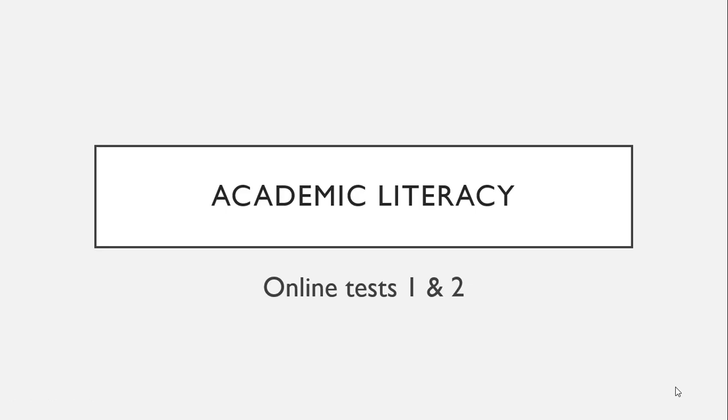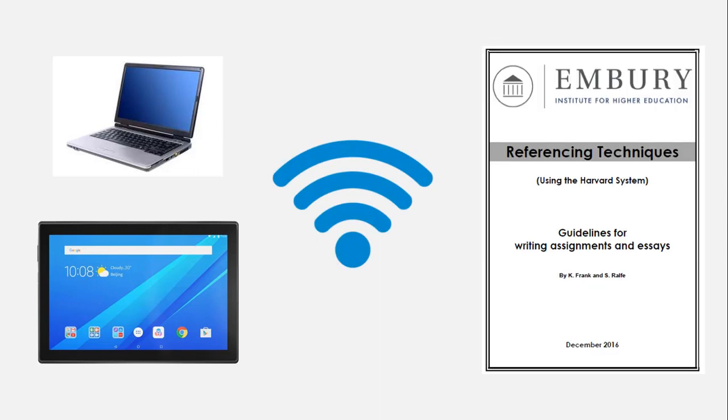This ACL 101 video takes you through what to expect from online tests 1 and 2. So what do you need in order to complete these tests? First of all, you're going to need a device. Please make sure that your laptop or tablet or whatever you're going to be using has sufficient battery life for the duration of the tests and also has internet access. Finally, it is also a good idea to have your referencing techniques book next to you and any other ACL notes that you think are going to be useful to complete the test.